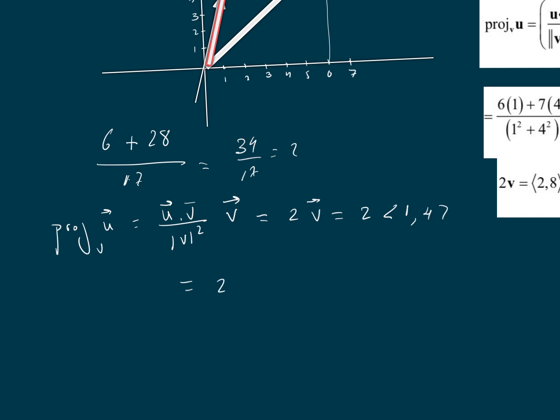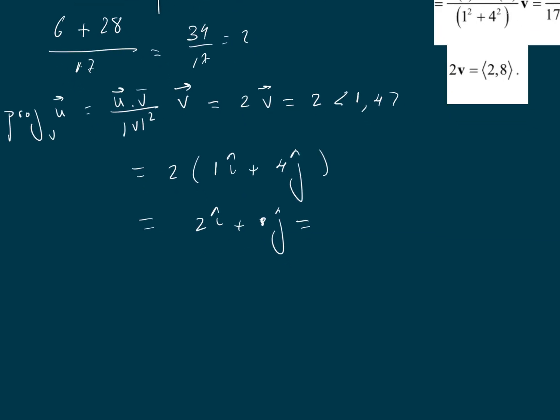Or 2 times 1i plus 4j. Or 2i plus 8j. Or 2, 8. So this is the vector that represents the projection of u onto v. And the problem is solved. Let me write the 8 correctly. This is an 8, because 2 by 4 is 8.